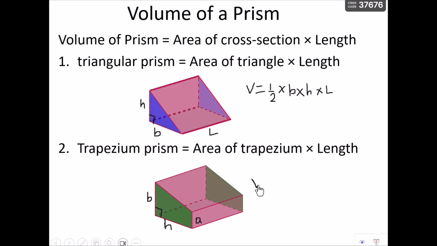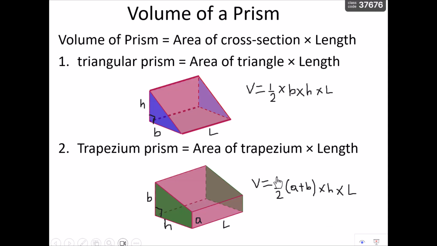The volume of this trapezium prism is going to be area of the trapezium, which is 1 over 2, open bracket, you add the two parallel sides, A plus B, then multiply it by H, which is the height. Then don't forget, you must times it by the full length that goes across to the other side, which is the length, times it by the length.